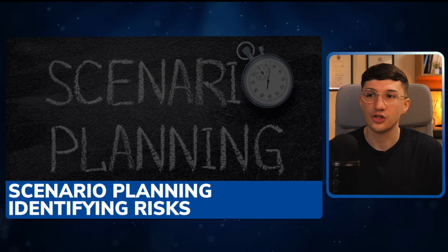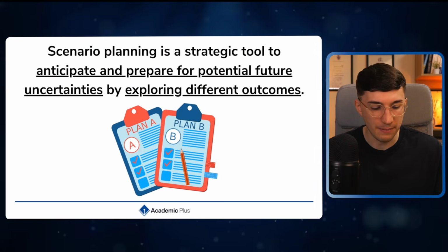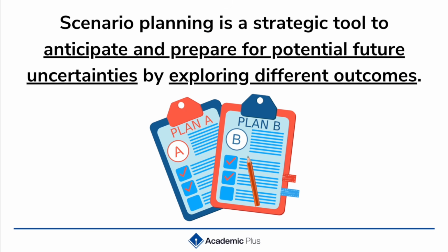The next topic that we'll take a look at in this revision video will be about scenario planning and identifying risks. First of all, let's understand what we mean by scenario planning. Now, scenario planning is a strategic tool used to anticipate and prepare for potential future uncertainties by exploring different outcomes. It's about trying to plan for these unexpected events. Scenario planning isn't just about predicting the future and what might happen. It's more so about identifying different scenarios that could happen and how a business would manage and plan for these to try and minimize the impact.